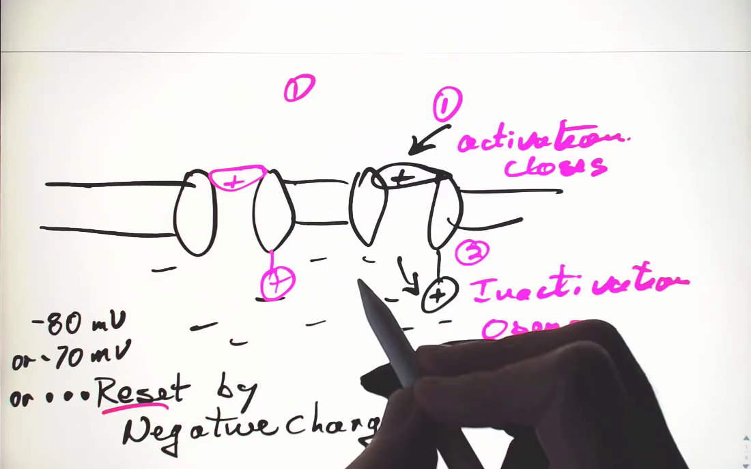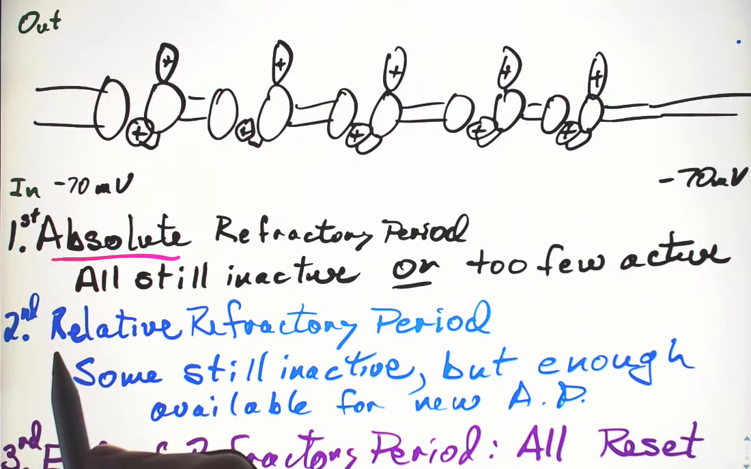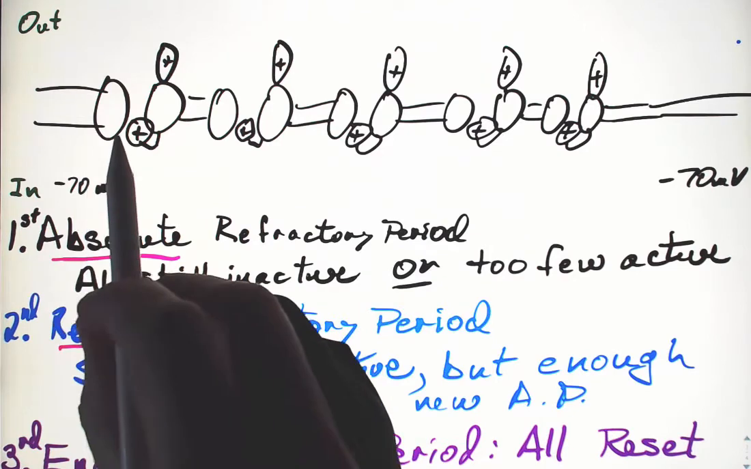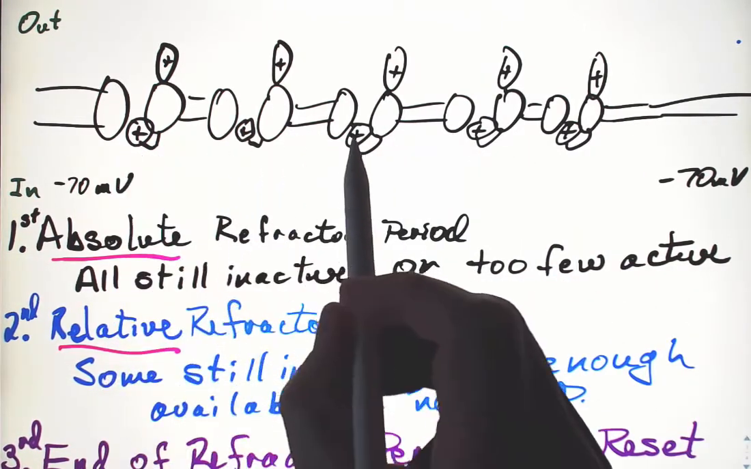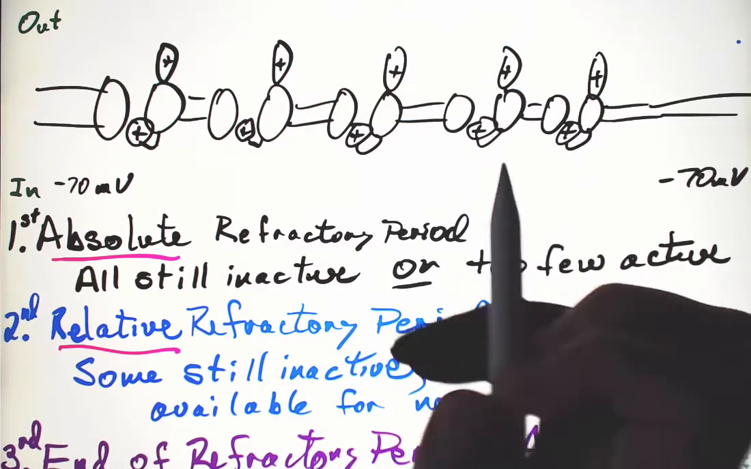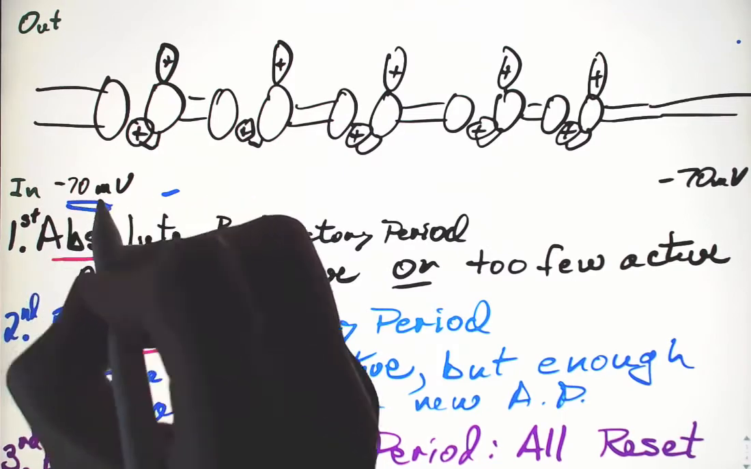minus 45 charge. Talk about the absolute refractory period, the relative refractory period, and then the end of the refractory period. What causes those? You need to think about a series of voltage-gated sodium channels. So I've shown 5 here, and all of them are inactivated. Inactivation gate closed for all. We've made the inside more negative. We're at minus 70 millivolts now.